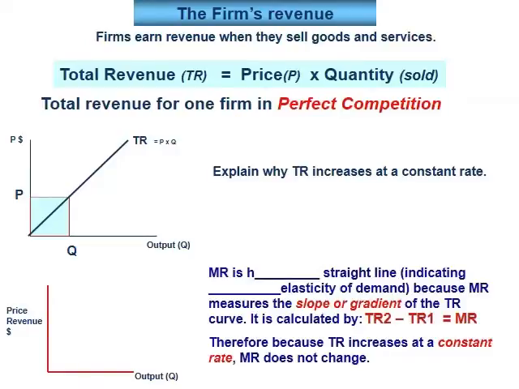Now let's have a look at the firm's revenue curves, and remember total revenue is price times quantity. Now remember we have two types of competition, two types of markets, perfect and imperfect. In perfect competition, if you calculate total revenue, as output increases, total revenue will increase at a constant rate, and that is because the price doesn't change. Remember, in perfect competition, this individual seller is a price taker. So the market sets the price for each individual seller. And of course, this is the total revenue curve of one seller.